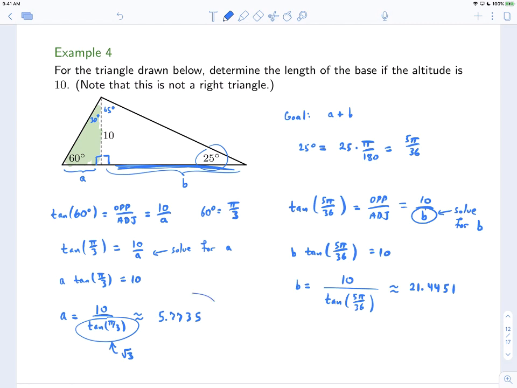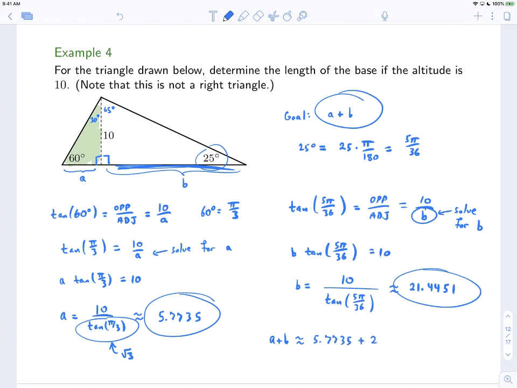So that gives us the value of A and the value of B, but what we're interested in is A plus B. So A plus B is approximately the sum of these two: 5.7735 plus 21.4451. If you add these two together, you get that A plus B is approximately 27.2186. And that's your answer. That's the approximate value of the base.